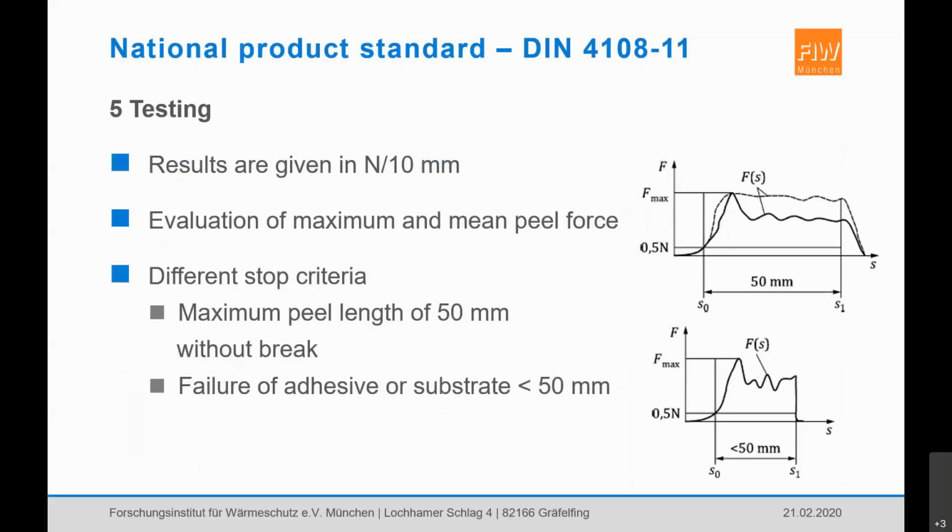All results are given in Newton per 10 millimeter, and the maximum and the mean peel forces are calculated. Depending on the material and the test, different force-distance diagrams can occur, so definitions about the stop criteria are also implemented.